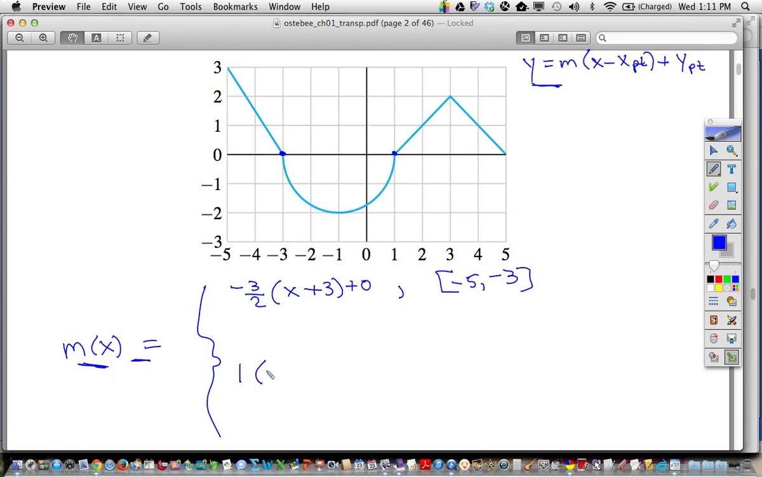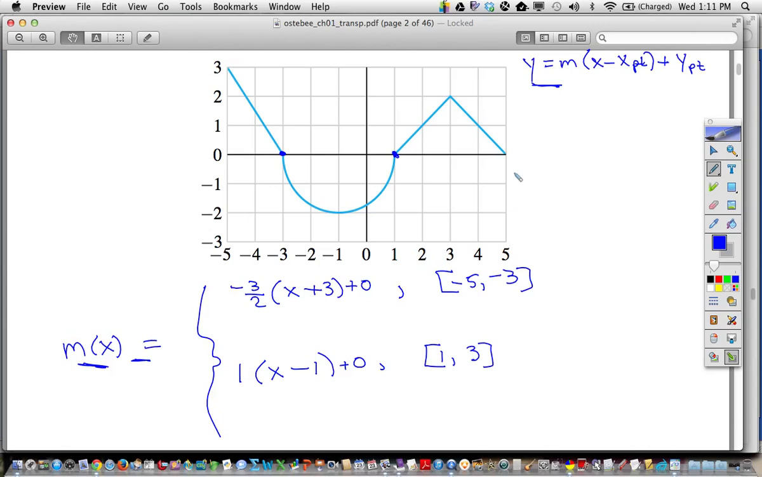1. And let's just do that point right there, 1, 0. So it'd be x minus 1 plus 0. And then that's going to go from 1 to 3. And we can include the 1 and 3. So we won't include the circle in at all.